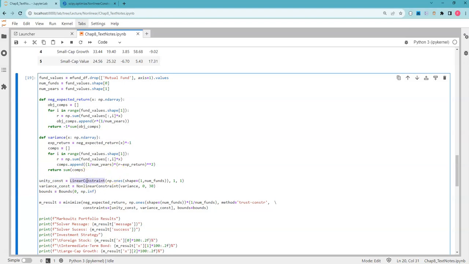Remember these linear constraints, you basically pass it in as arguments the array that's kind of the coefficients for the body of your expression. In this case, we have just ones, so you can use the np.ones method to create a numpy array all full of ones, and the shape will be the same size as the number of funds themselves. And we're saying this is equal to 1, so then we would set the lower bound and upper bound at 1 each. And so that works fine for the unity constraint.